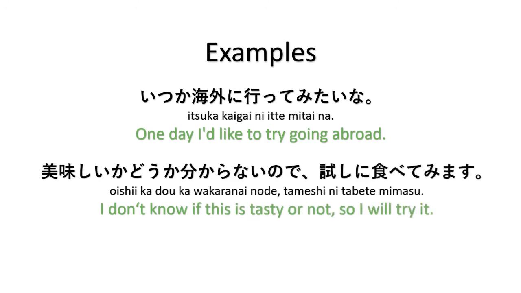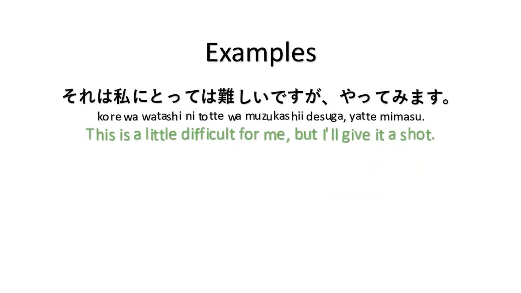美味しいかどうかわからないので、試しに食べてみます。I don't know if this is tasty or not, so I will give it a try, or I will try it. これは私にとっては難しいですが、やってみます。This is a little difficult for me, but I'll give it a shot. Or I'll try and do it.